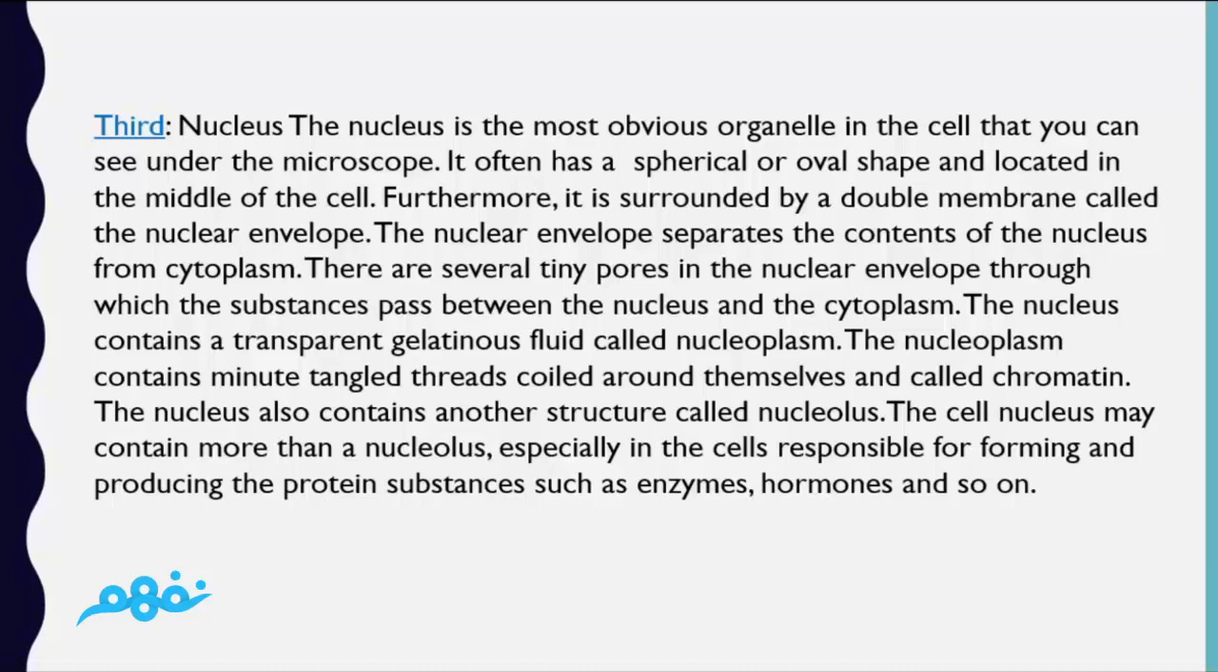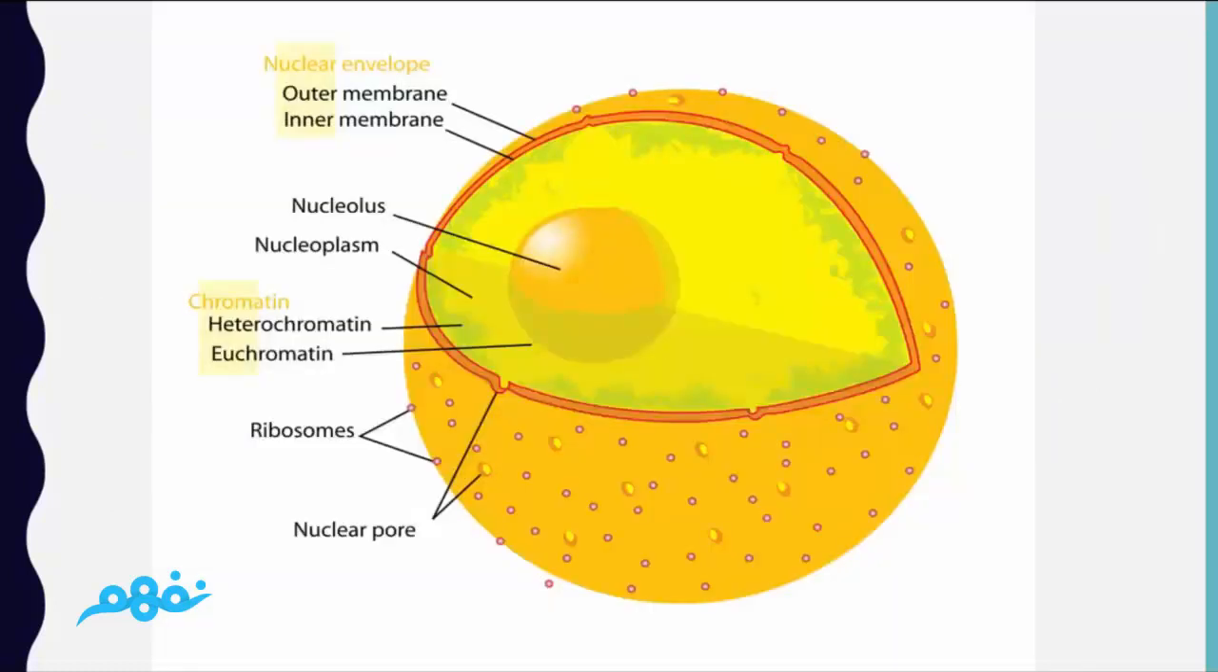We will have a look at the structure of the nucleus. As you see here, this is the nuclear envelope. It consists of two membranes, the outer membrane and the inner membrane. This is the nucleolus here, and this is the nucleoplasm. The chromatin here with a green color, which consists of heterochromatin and euchromatin. Here are the ribosomes and the nuclear pore here.